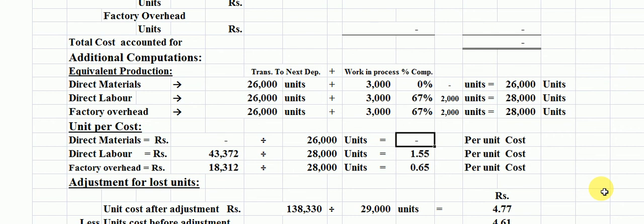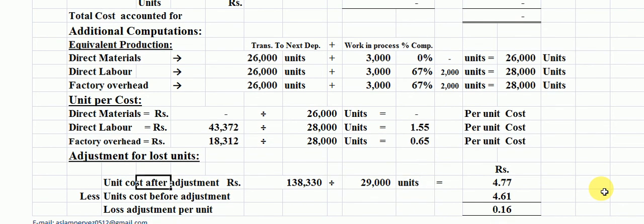Spent for lost units is here. Now students, units cost after adjustment is this and this. This is the 29,000, because in these units 1,000 units as lost is not included. Therefore the units have decreased. The per unit cost is increased to 4.77. Now less units cost before adjustment, which is the preceding department's cost per unit, 4.661. The difference is 0.16. This is the loss adjustment per unit, 0.66.